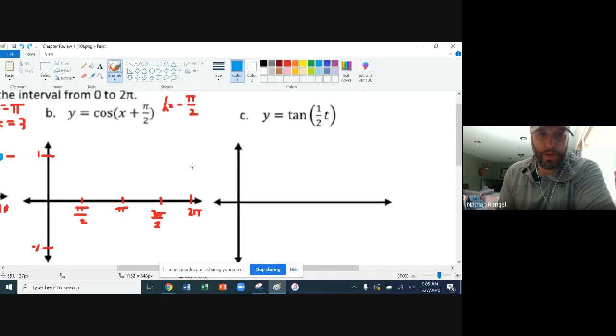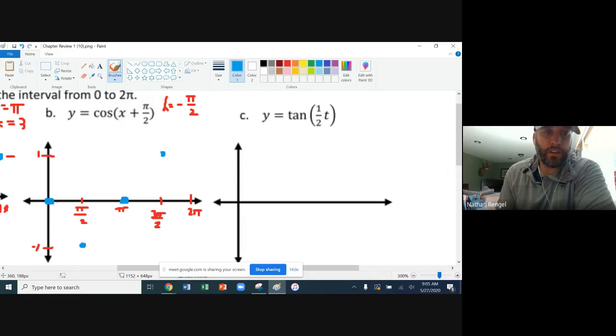I like to start with the 2 pi point. So the 2 pi point would have been right here. Well, it shifts pi over 2 to the left, so now it's going to be right here. And then at pi, we're going to be at 0. At pi over 2, we're going to be at negative 1. And then we're going to be right here.